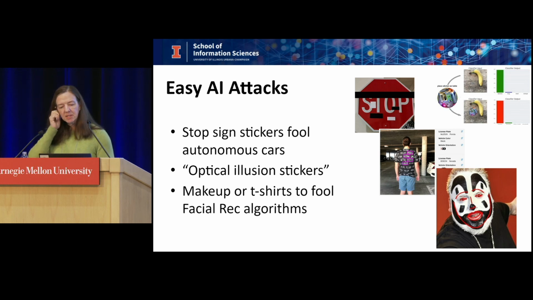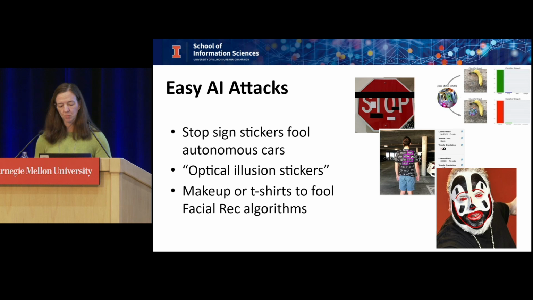If you're not familiar, some of these are easy, kind of classic AI attacks for the past decade. There's a very famous stop sign, which is actually, I think, in Dawn Song's office at UC Berkeley, where you can put these stickers on it and it fools an autonomous car. These optical illusion stickers make it misclassify things. This particular makeup, if you're an Insane Clown Posse fan, at least used to fool facial recognition algorithms. Systems have developed beyond this, but the point is that thousands of papers on AI attacks are really done in a controlled setting and not in the real world.